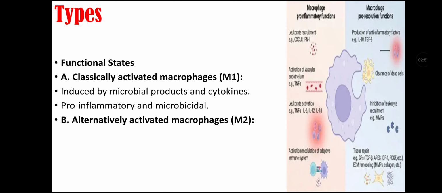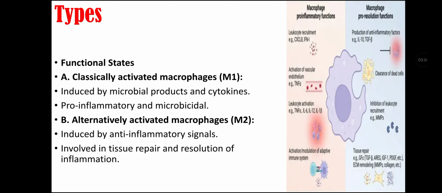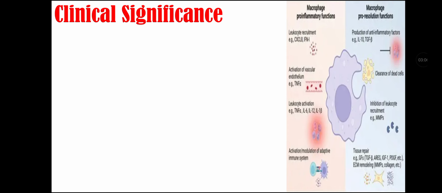Second type of macrophages are alternatively activated macrophages. They are induced by anti-inflammatory signals, and they are involved in tissue repair and resolution of inflammation.